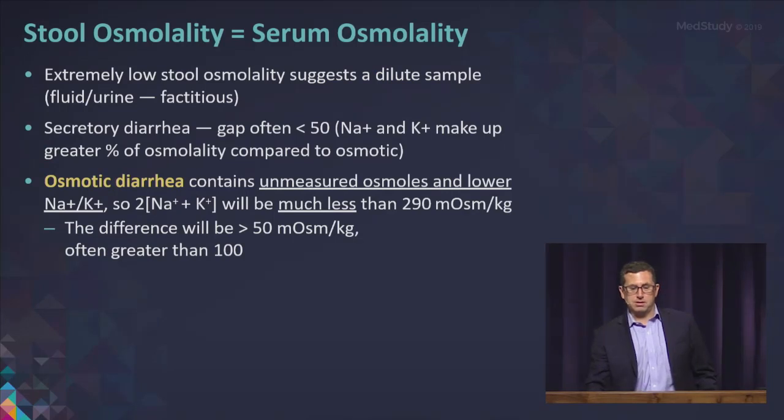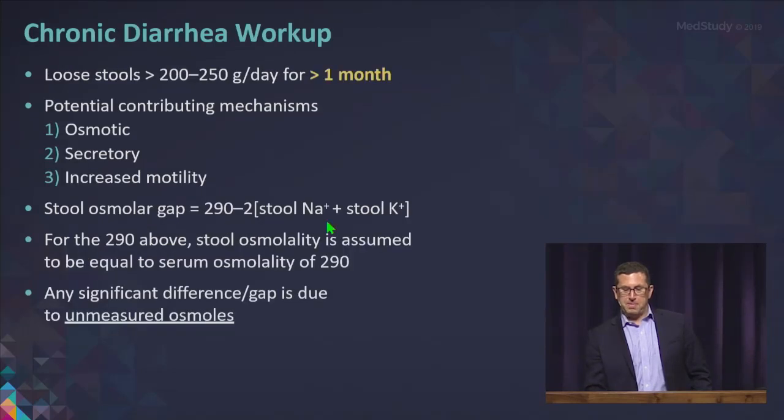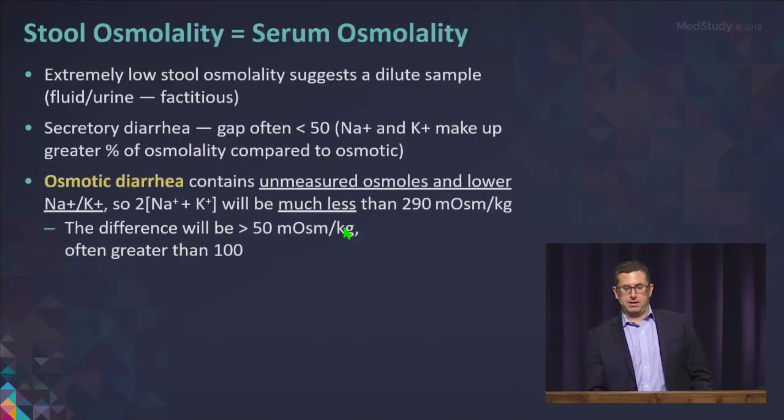So I have a few more slides on this. If you see an extremely low stool osmolality on this test, that actually suggests a dilute sample. So it could be fictitious, like somebody is submitting urine instead of stool. If there's secretory diarrhea, the gap is often less than 50. And the reason for that is that sodium and potassium make up a greater percentage of the osmolality compared to osmotic diarrhea. So if you go back to this formula, you'll see that the sodium and potassium are going to be higher. So the difference between this and this is going to be lower, right? So secretory diarrhea, low gap, okay?